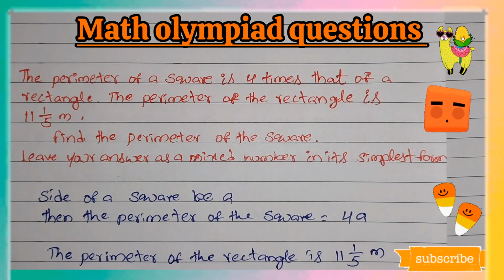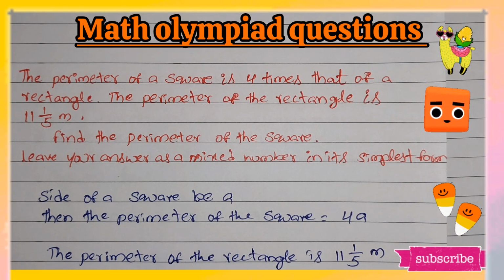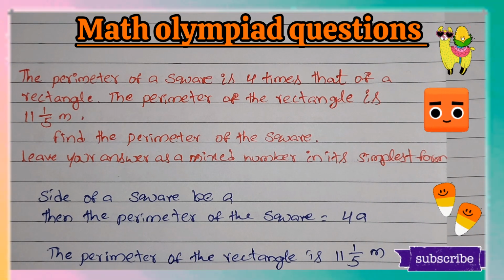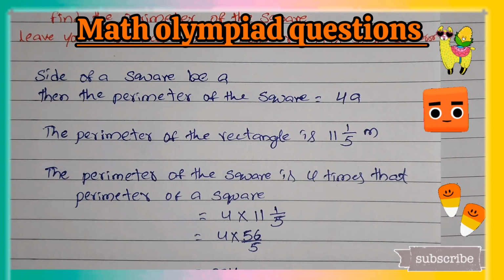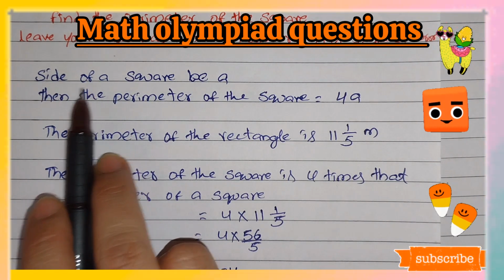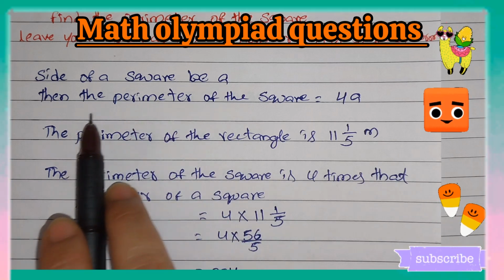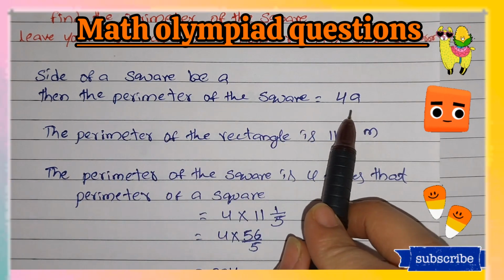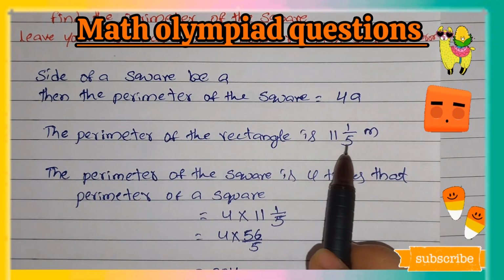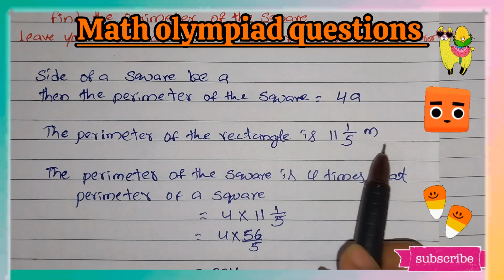Read the question carefully and understand what is given and what we have to find. We have to find the perimeter of the square. Let's see how to solve this problem. Let the side of the square be A. Then the perimeter of the square is 4A. The perimeter of the rectangle is given as 11 1/5 meters.